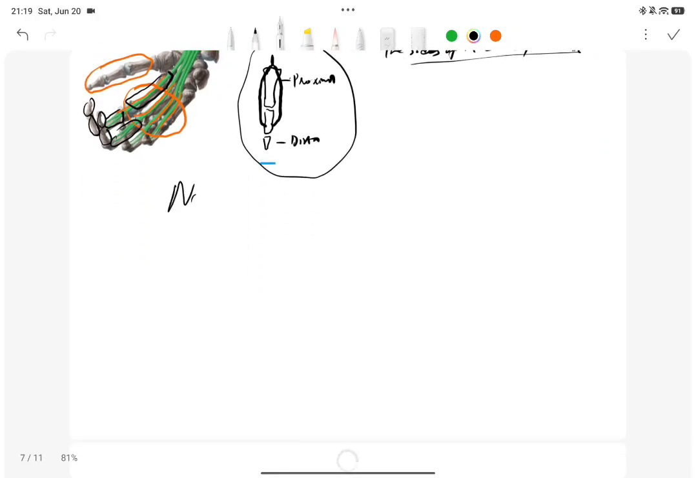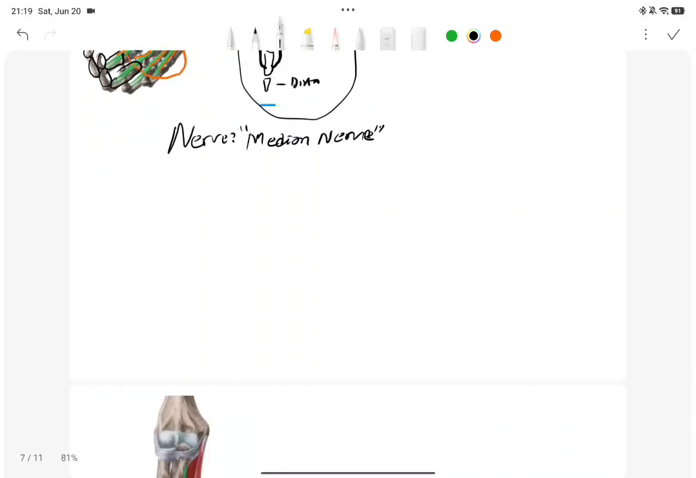So the nerve supply I have already discussed: most of the nerves in the anterior compartment are supplied by the median nerve. So the median nerve, what is its function? It acts as the flexion at the digits. It helps in the flexion at the proximal interphalangeal joints.